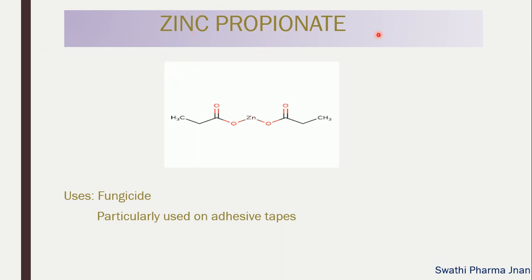Next structure is zinc propionate. Zinc propionate is a fatty acid salt derivative. The zinc is present in the center and propionate is present. So this is propionic acid, CH3 CH2 COOH. In the place of hydrogen, zinc is attached. So two propionic acids are linked with one zinc ion, that is the structure of zinc propionate. It is used as a fungicide, which can kill the fungus, particularly used on adhesive tapes.